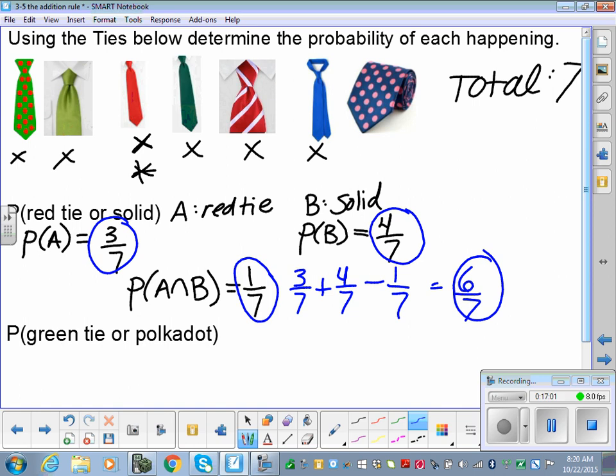I'm going to do it the other way because after this example, I'm probably just going to do it the easier way. So I'm going to do it the other way now. Can I erase this real quick? Yeah.